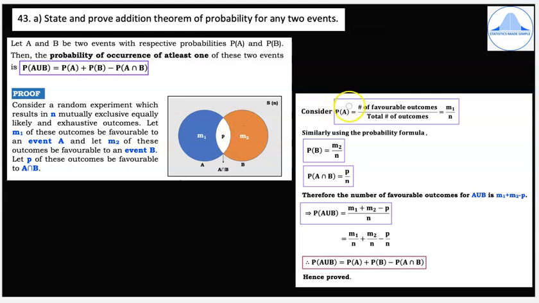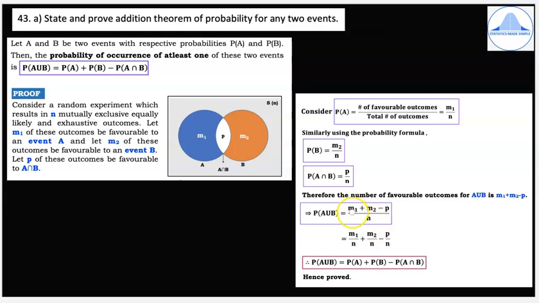Now let's consider the probability of A formula, which is number of favorable outcomes divided by total number of outcomes, which will be m1 by n. Similarly, probability of B will be m2 by n. And probability of A intersection B will be P divided by n. Therefore, the number of favorable outcomes for A union B will be m1 plus m2 minus P. So probability of A union B will be m1 plus m2 minus P divided by n, using the formula number of favorable outcomes by total number of outcomes.